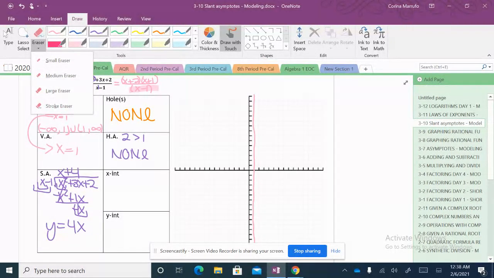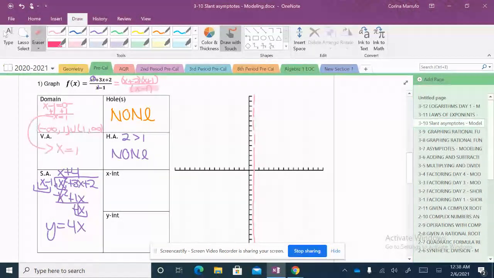You know what? I'm going to go ahead and make this into a dashed line just because it's bothering me that I want you guys to think this is a real line. This is an imaginary line. Okay. The same thing with the slant asymptote.